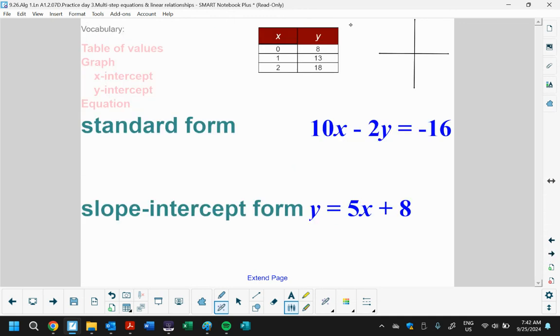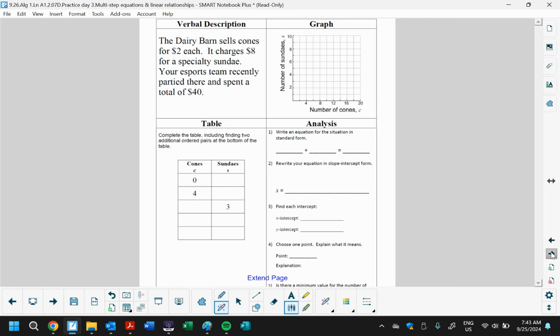And remember what we have: a table of values could lead to a graph where we have an x-intercept on the x-axis and a y-intercept on the y-axis. A standard form equation has both the x and the y on the same side with a constant term on the other side. Meanwhile, a slope-intercept equation will give us that y-intercept value, and the slope would lead to more points that we could use to graph this relationship. So keep that vocabulary in mind as we continue.